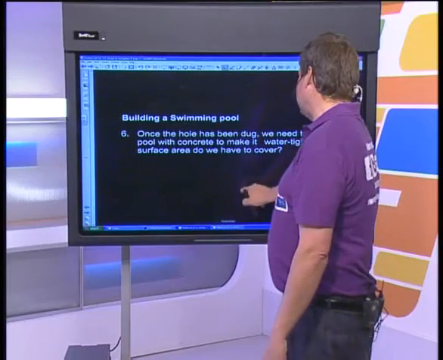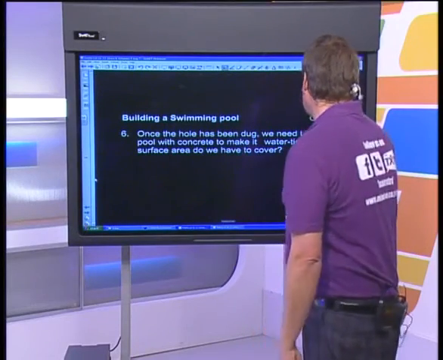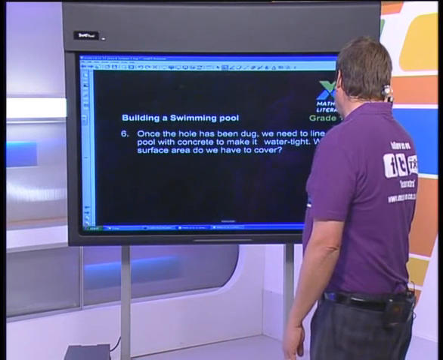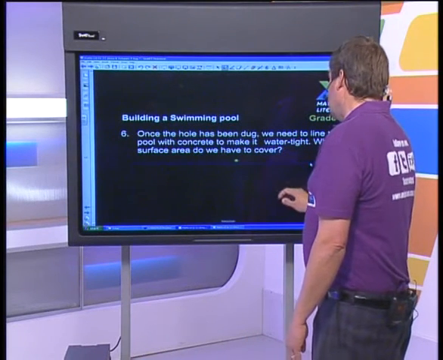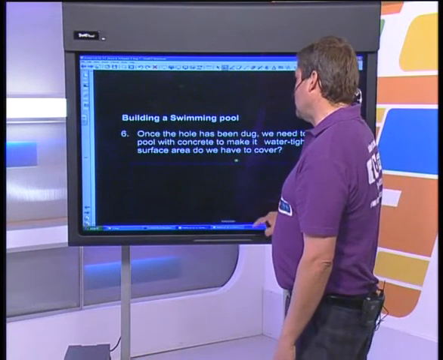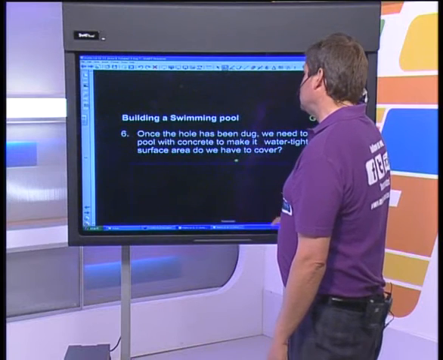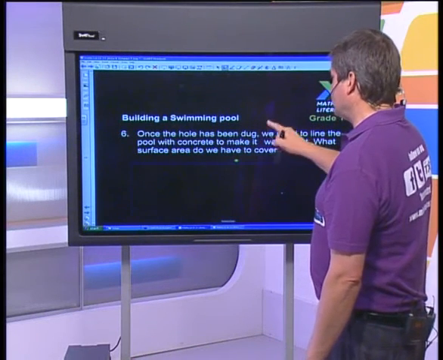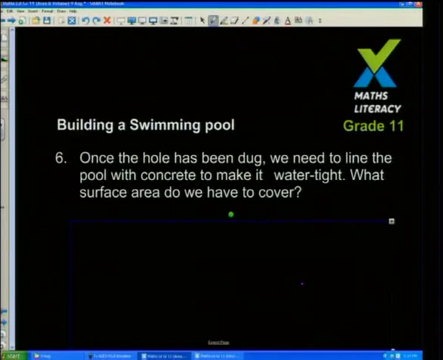Right, so next one. Once the hole has been dug, let's just do this quickly. Okay, so now, once the hole has been dug, we need to line that pool with concrete to make it watertight. What surface area do we have to cover?